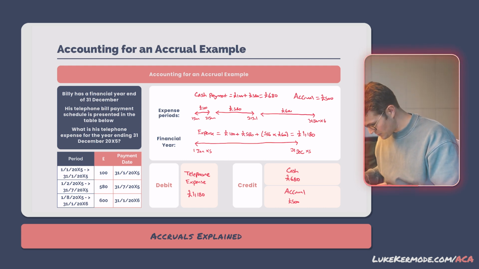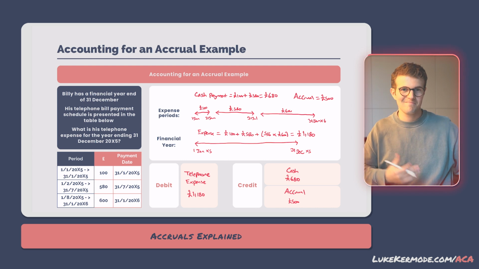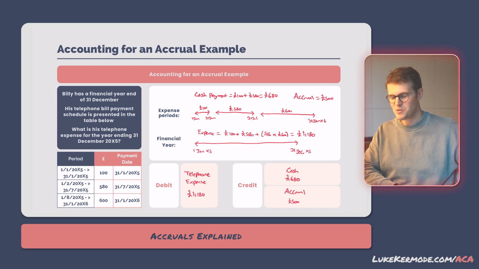So that's our journals. We debit the income statement £1,180, we credit cash £680, and we credit accruals £500. That's it. That's a clear step-by-step application of the accrual principle.